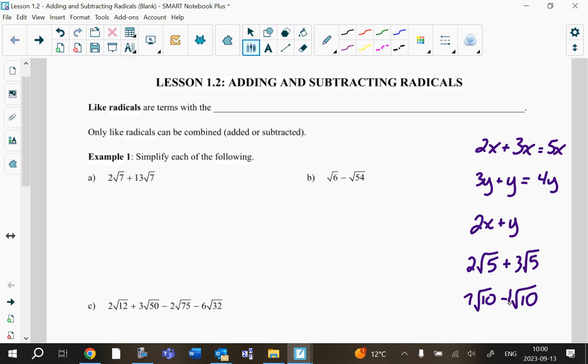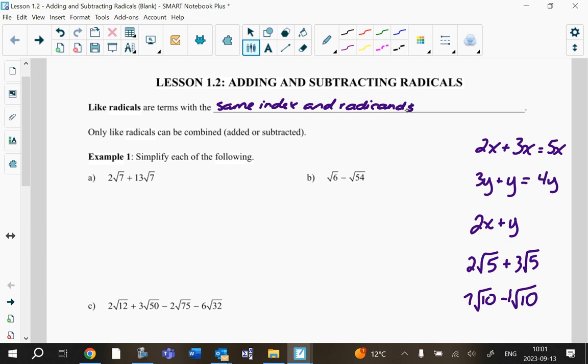So adding and subtracting radicals is just like adding and subtracting variables. In order to combine them by adding and subtracting, they have to have the exact same variables. Well, for radicals, they have to have the exact same radicals or exact same numbers underneath. That's it. Okay? So like radicals are terms with the same index, meaning they're both square roots, they're both cube roots, and radicand, whatever is underneath, is the same.